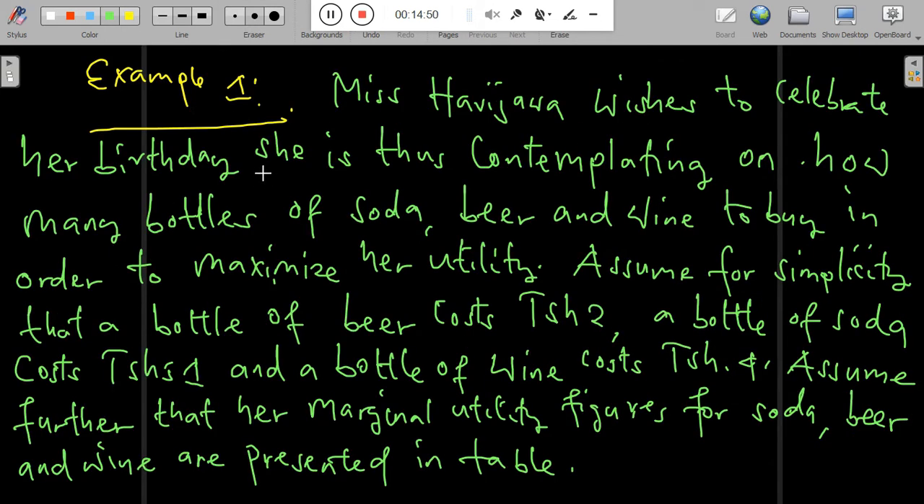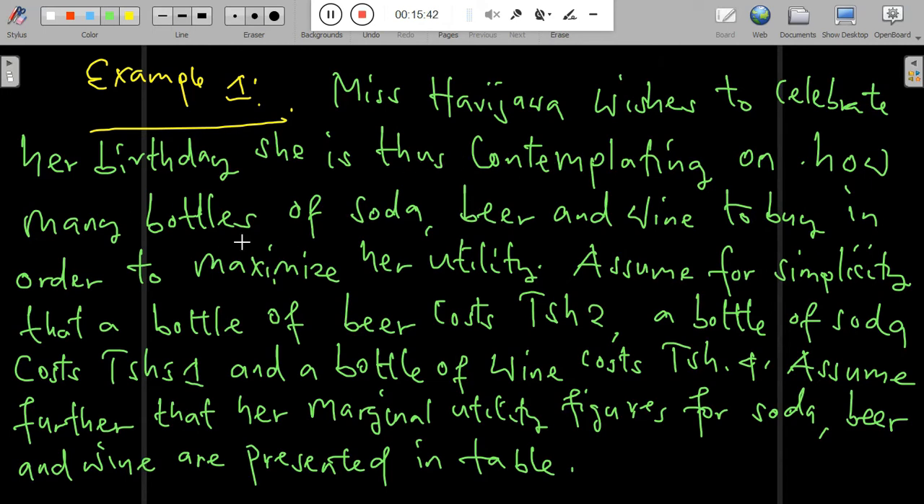For example, Ms. Avijaya wishes to celebrate her birthday. She is contemplating how many bottles of soda, beer, and wine to buy in order to maximize her utility. Assume for simplicity that a bottle of beer costs 2 Tanzanian shillings, a bottle of soda costs 1 Tanzanian shilling, and a bottle of wine costs 4 shillings. Assume further that our marginal utility figures for sodas, beers, and wines are presented in this table here.